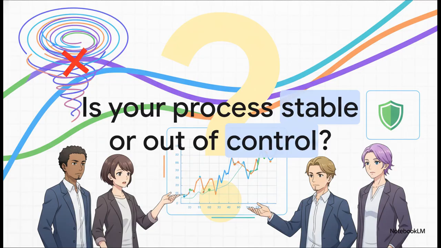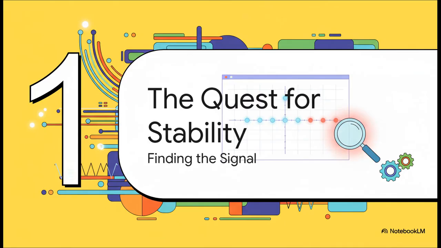I mean, think about it. Whether you're running a massive factory floor or just tracking your daily workout habits, the question is always the same. Is this thing stable, or is something out of whack? How do you separate the normal, everyday randomness, the noise, from a real signal that screams, hey, pay attention to me? Getting this right is absolutely crucial.